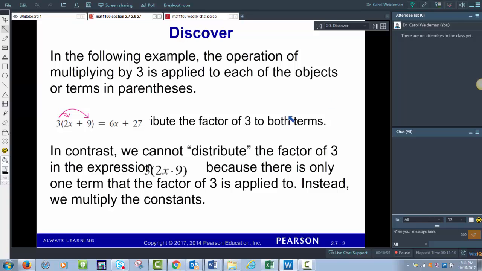In contrast, if we have an expression like this, 3 parentheses 2x times 9, we can't distribute the 3 because there's only one term in here. There's not an addition or a subtraction inside. It's simply one term. And so we just multiply the coefficients, 3 times 2 times 9, and then keep the x. So you want to make sure when you're working a problem, you understand the difference between whether the expression in parentheses is being added or is simply being multiplied.